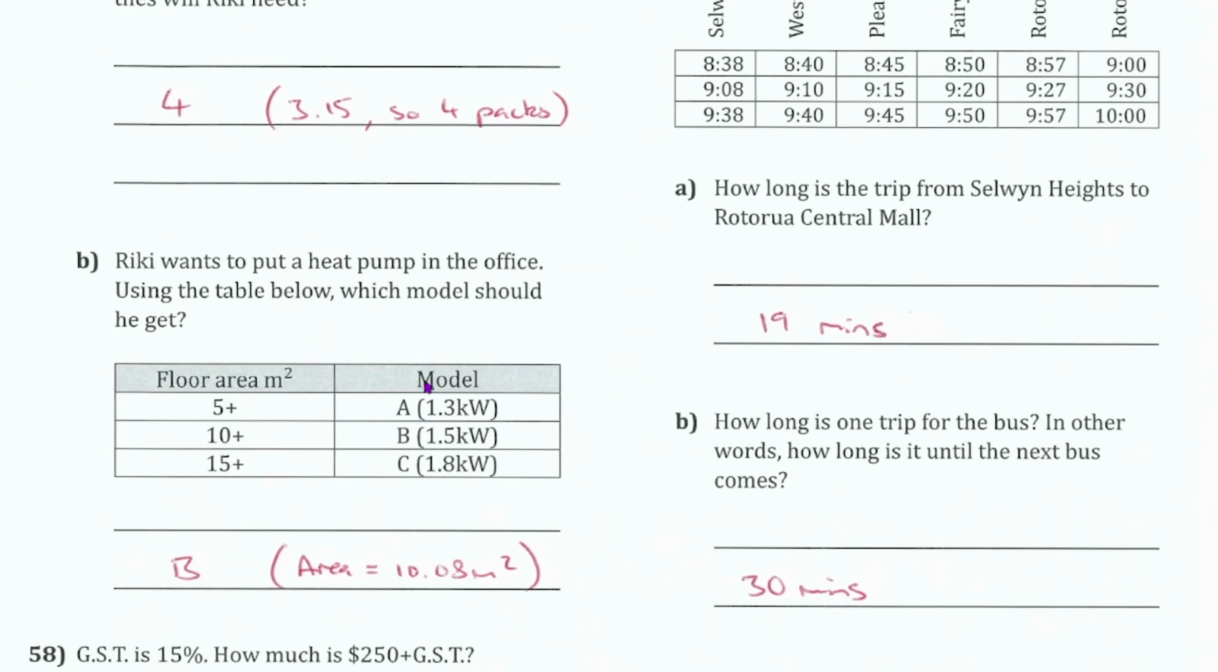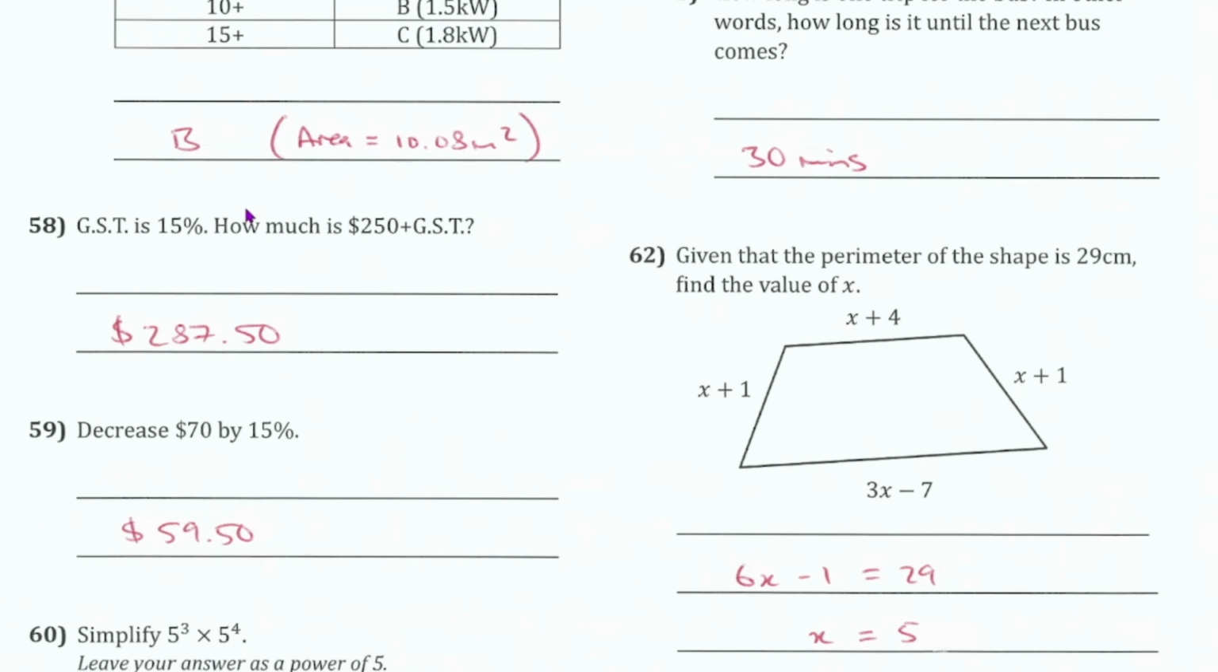It also helps us to answer this question here. For question 2, we know the floor area is just over 10 meters, so he'll need model B as a heat pump. The GST here is 15%. How much is $250 plus GST? Well, we know that 100% is going to equal 250. So an extra 15% on top of that is going to be 115%. If we convert a percentage to a decimal, 115% is going to be 1.15, because 115% is 115 divided by 100, which is 1.15.